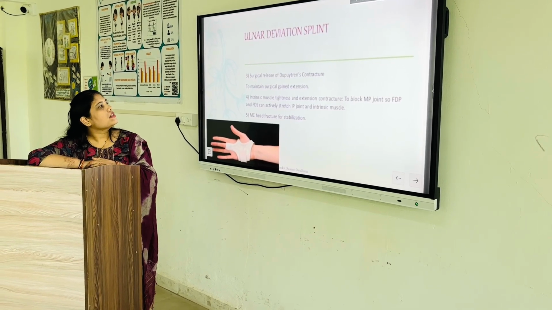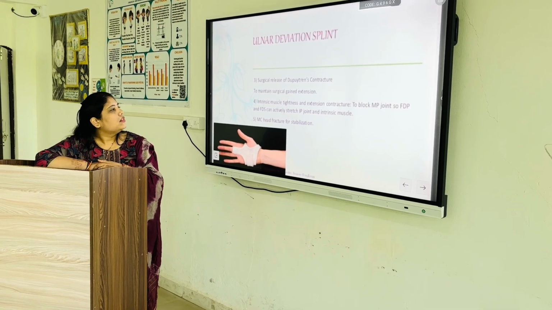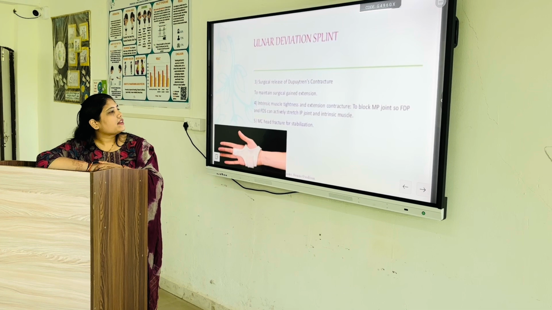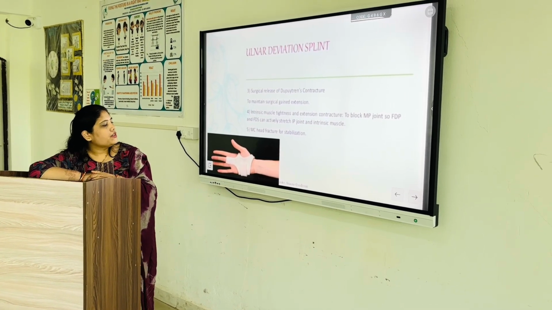Now, ulnar deviation splint. Surgical release of depressed contracture to maintain surgical gain in extension, increasing muscle tightness and extension contracture, and metacarpal head fracture for stabilization.